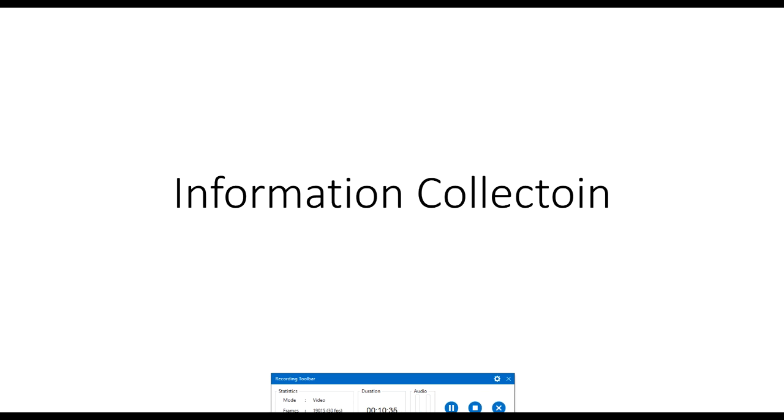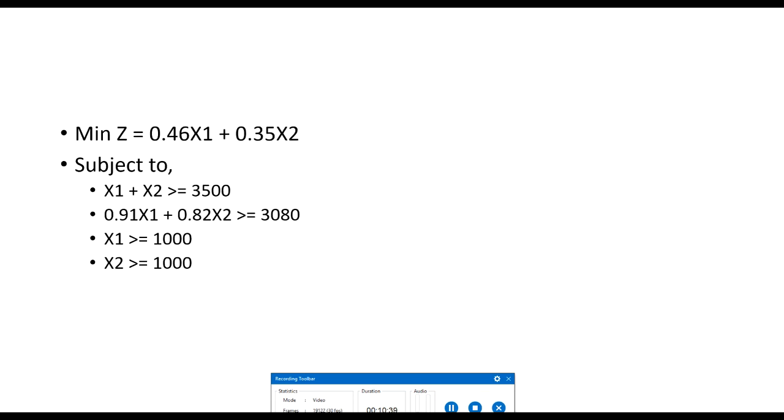As always, we collect everything together and we see our minimization is Z equals 0.46x1 plus 0.35x2, subject to these four constraints that we've outlined above. X1 plus X2 is greater than or equal to 3,500. 0.91x1 plus 0.82x2 must be greater than or equal to 3,080. X1 is greater than or equal to 1,000. X2 is greater than or equal to 1,000. We've seen all of this so far. Now, let's move on to the next step.